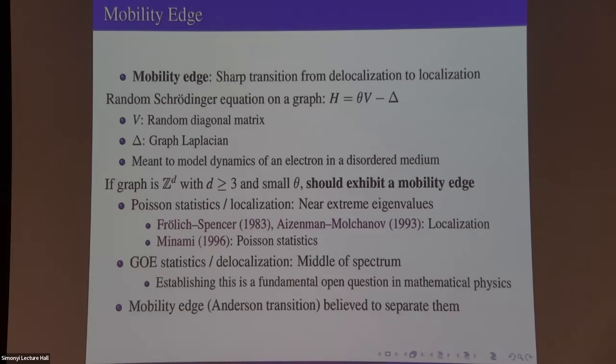The other end, so if I look sort of in the middle of the spectrum, I should see the opposite behavior, kind of GOE statistics and delocalization. This is very much open in the context of this random Schrödinger equation. And once again, there should be a sharp transition from one to the other.